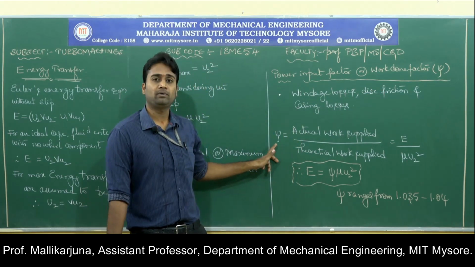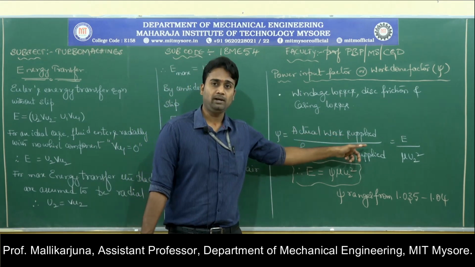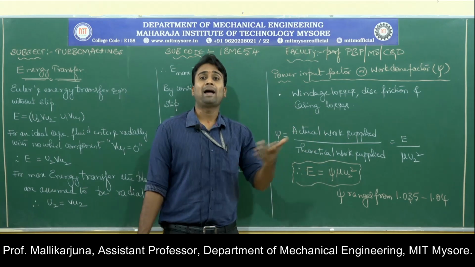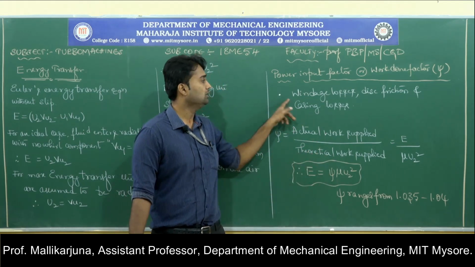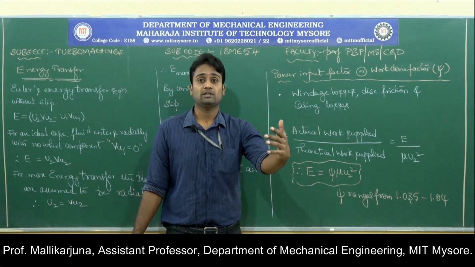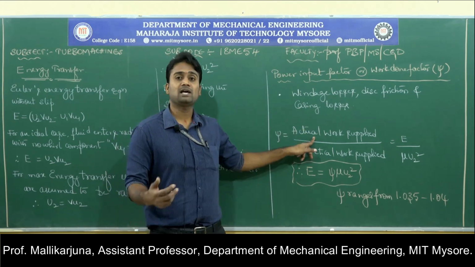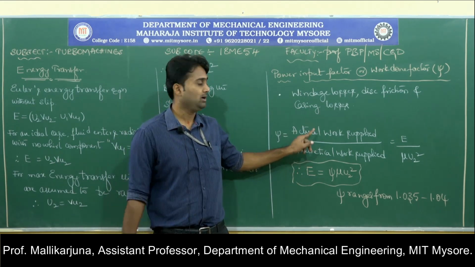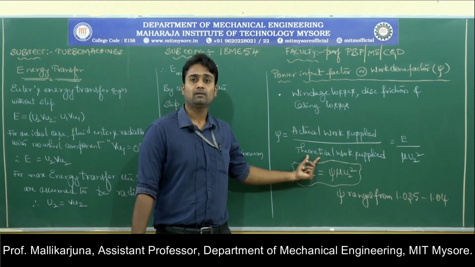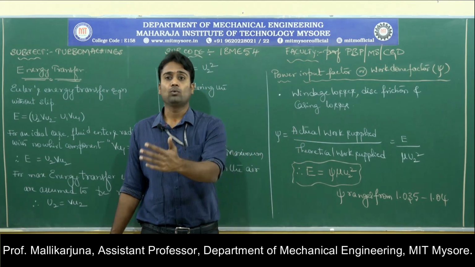How am I defining the power input factor or work done factor? It is the ratio of actual work supplied to the theoretical work supplied. This theoretical work supplied is the maximum value, which includes all these losses. In order to overcome these losses, what is the actual power that has to be supplied to the machine? That is there in the denominator. Then what exactly is required? That is there in the numerator. The numerator doesn't consist of any losses, and the denominator consists of the power which is required to overcome the losses.